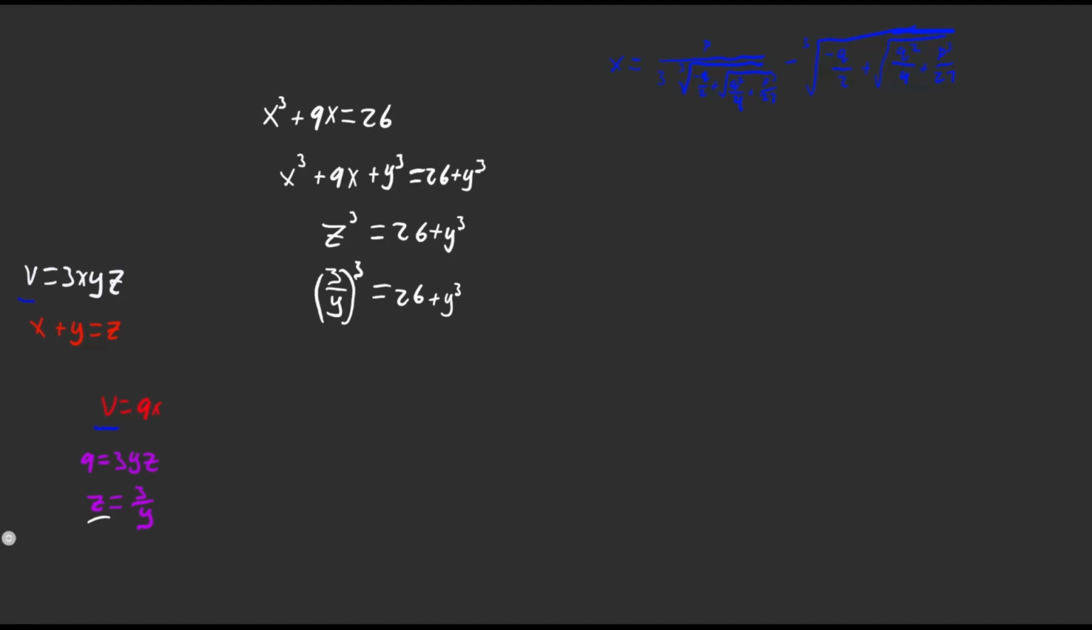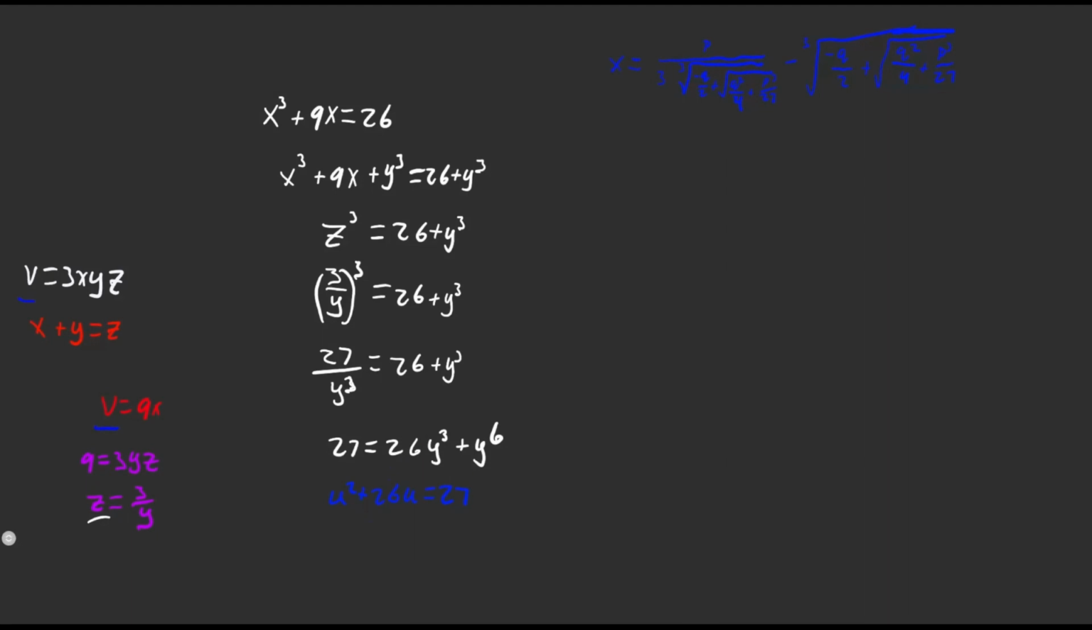Now all we can do is just distribute the cube, where we get 27 over y cubed, and that equals 26 plus y cubed. Multiply by y cubed, where we get 27 is equal to 26 y cubed plus y to the power of 6. Now we can go ahead and set y to the power 6 equal to u squared, and y cubed to u, so we got u squared plus 26u is equal to 27.